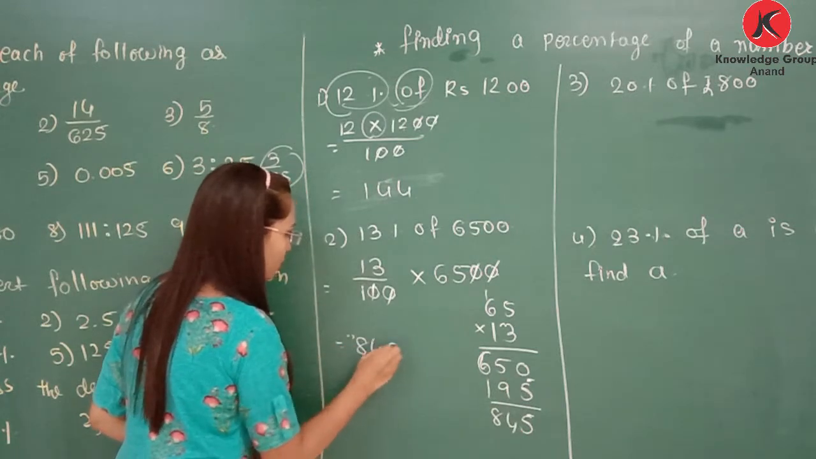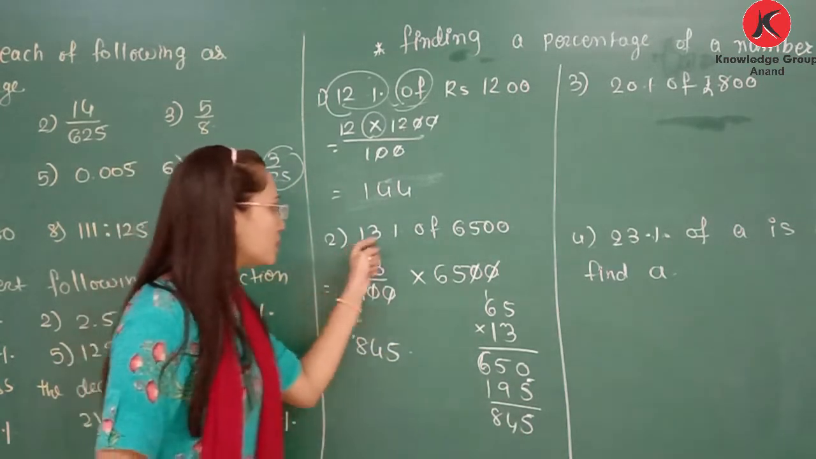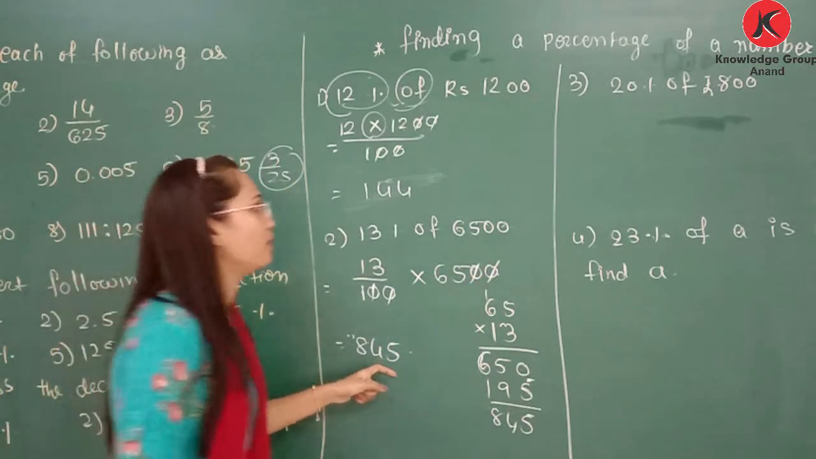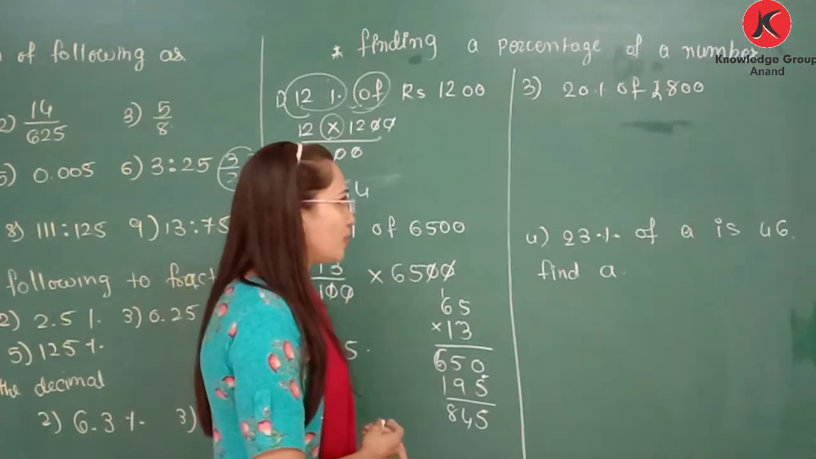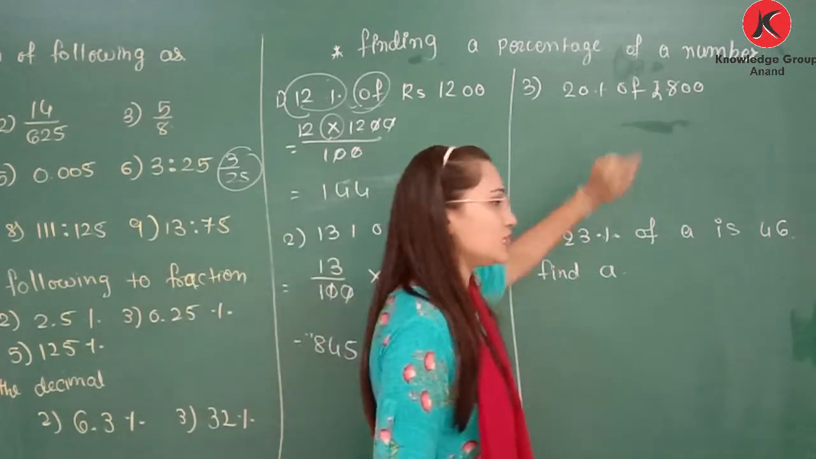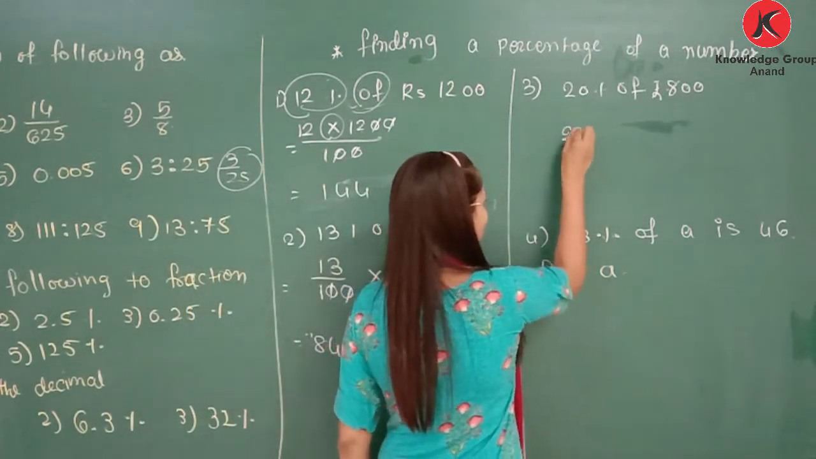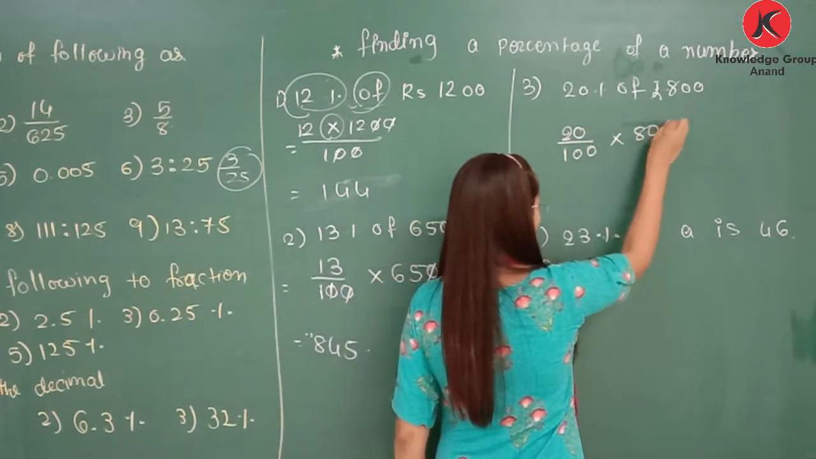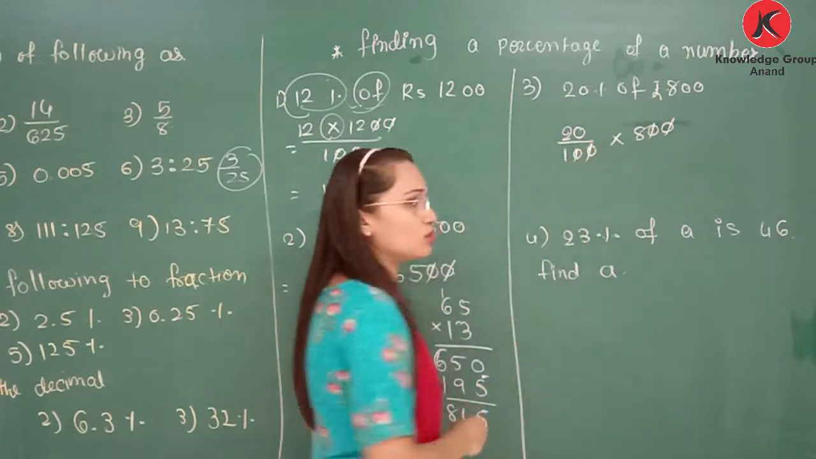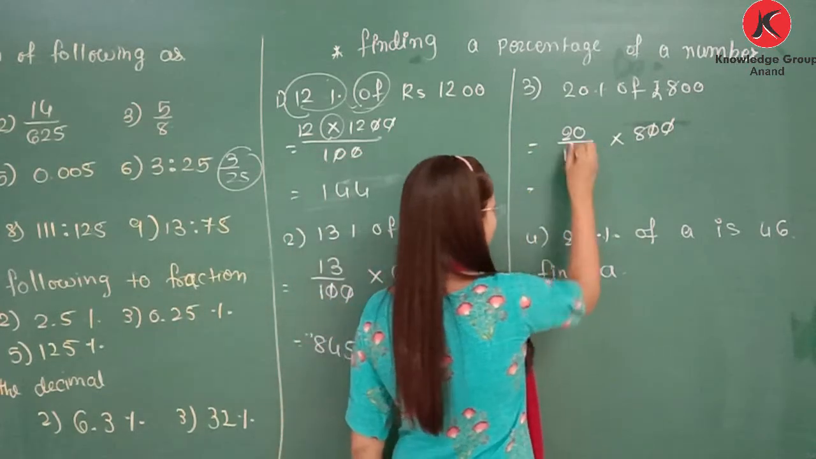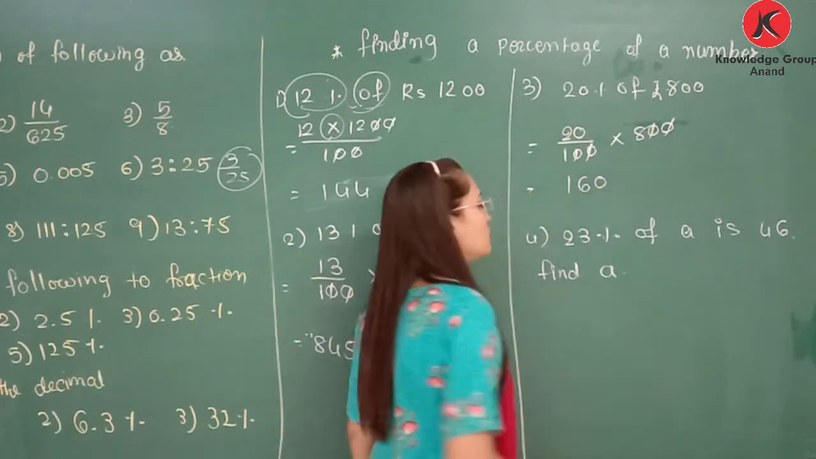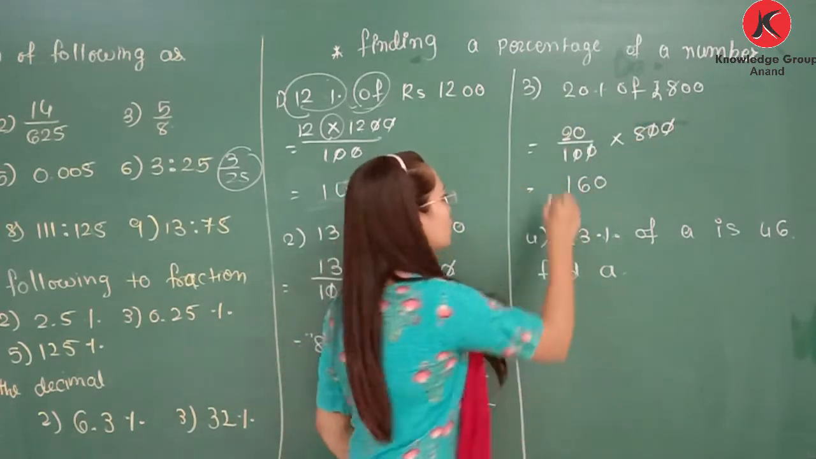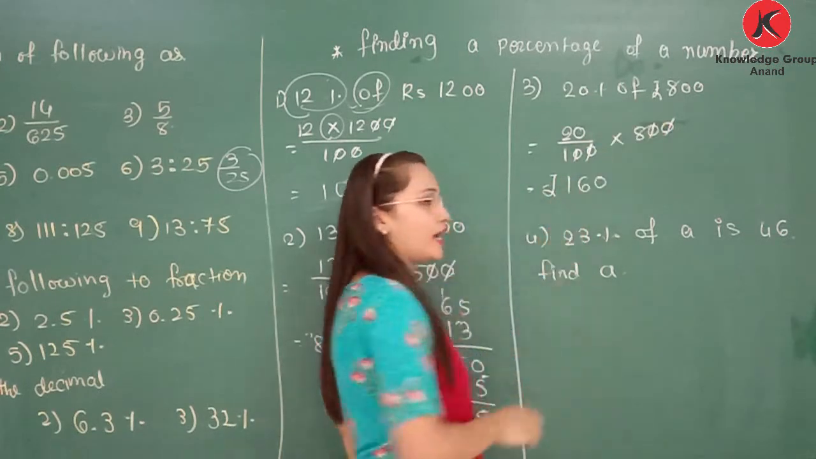So 13% of 6500 will be 840. Now next one, 20% of rupees 800. So here 20% means 20 by 100 and 800. So here you can cancel out 0 0. So 8 multiplied with 20, so it is 160. So 20% of 800 will represent 160 rupees. Here the symbol is rupees, so we will write rupees.